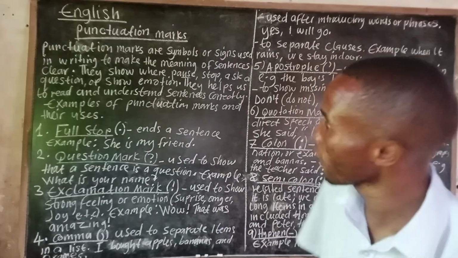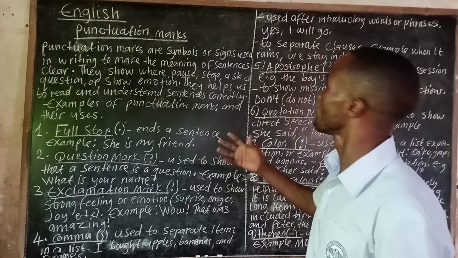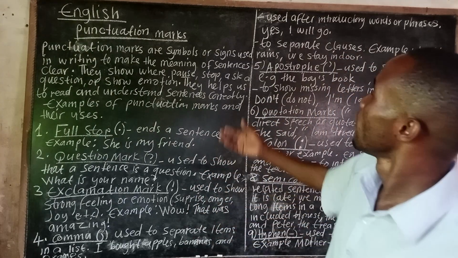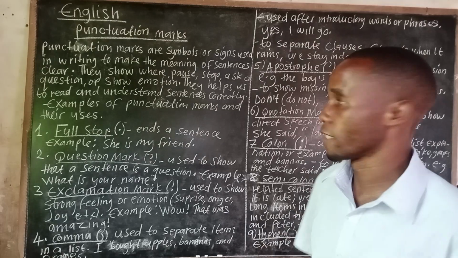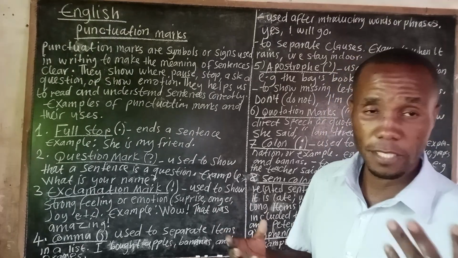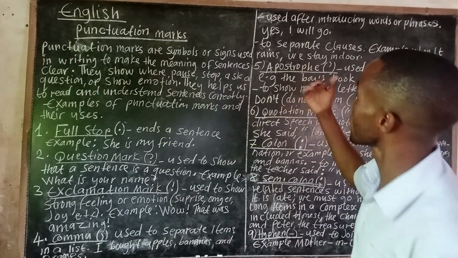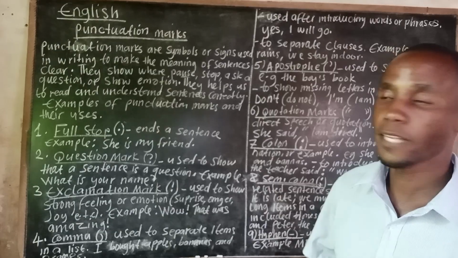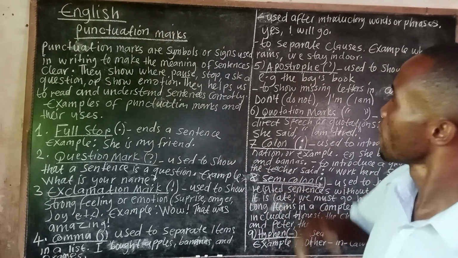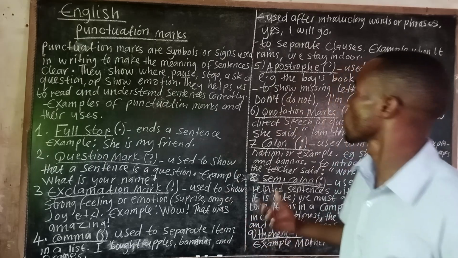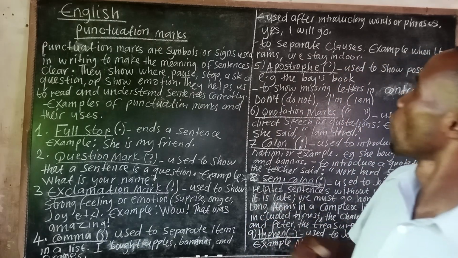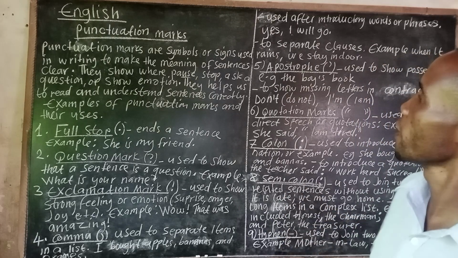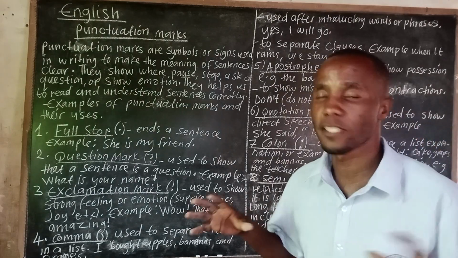What is a punctuation mark? Punctuation marks are symbols or signs used in writing to make the meaning of sentences clear. That is the punctuation mark. They show where to pause, stop, ask a question, or show emotion. They help us to read and understand sentences correctly.